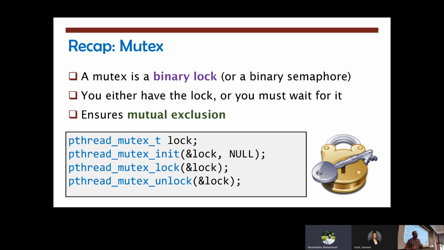A quick recap about a mutex. A mutex is very similar to a binary semaphore that can only be in two states, locked or unlocked, 0 or 1, okay, or 1 or 0. You either have or own the lock, or you must wait for the lock, and those are the functions that we discussed and saw last week when we talked about the mutexes.